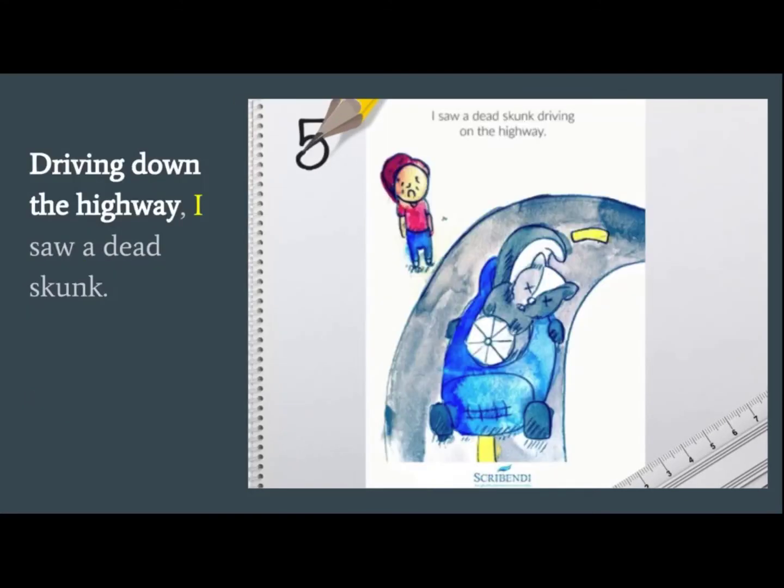In this picture, it says, I saw a dead skunk driving on the highway. Driving down the highway is the modifier. The question is, who is driving? I or the skunk? When we put the modifier right next to the word being modified, it makes more sense in this sentence. Driving down the highway, I saw a dead skunk.